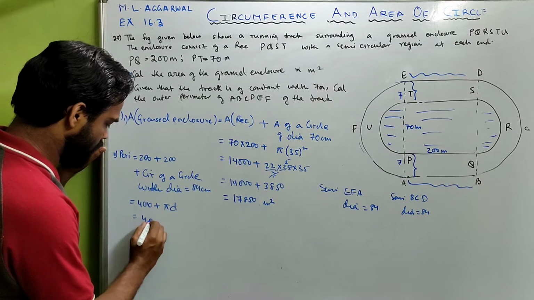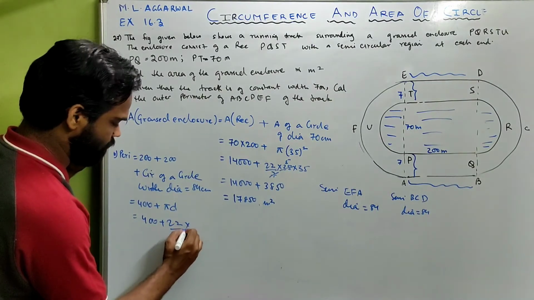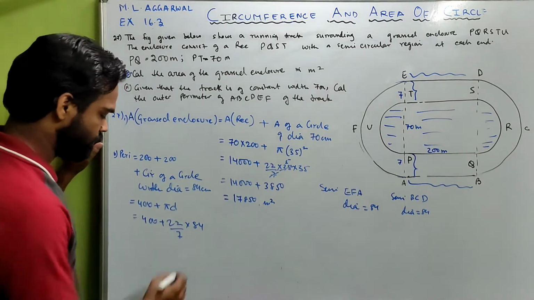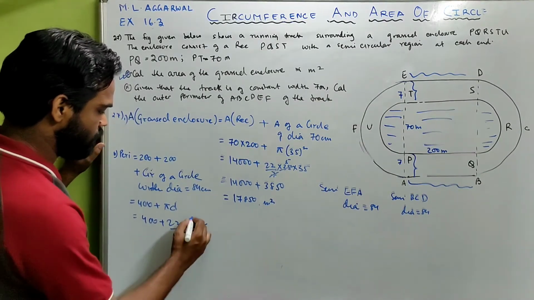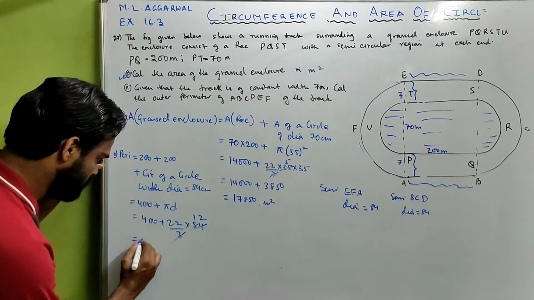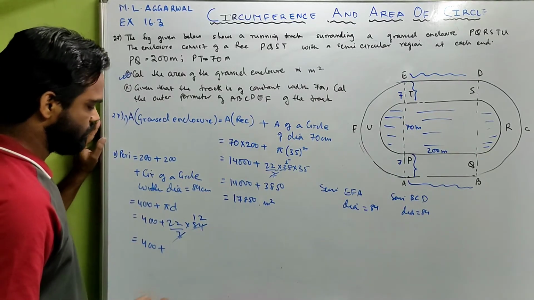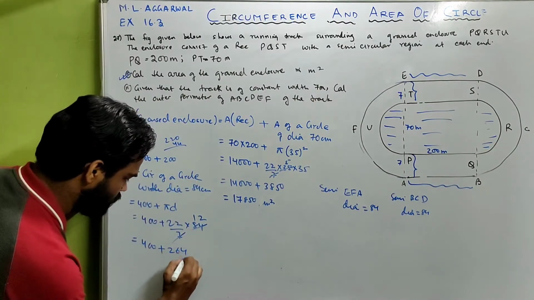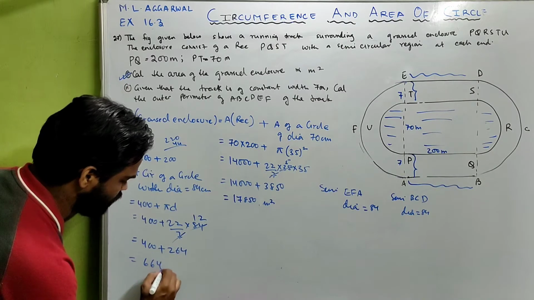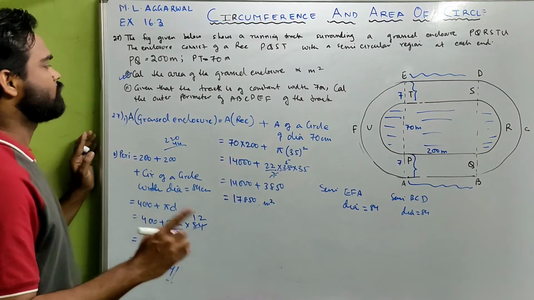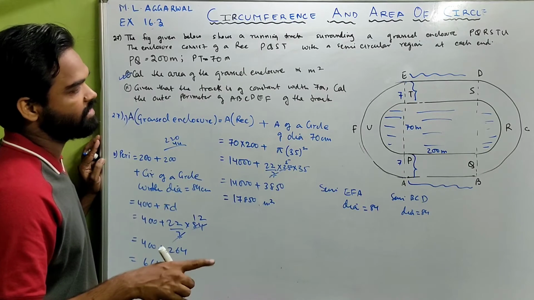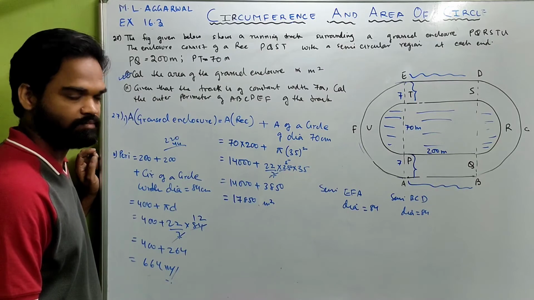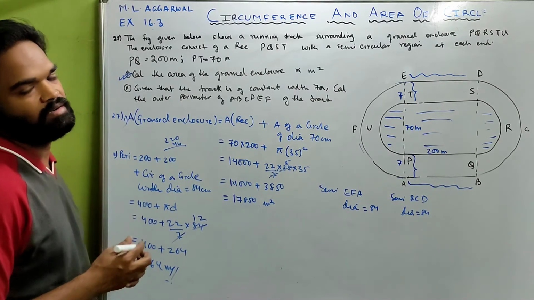So that's 400 plus 22 by 7 multiplied by, this is diameter is 84, so that's 12 times. So this is 400, that's 264. That's how much? 664 meter. So the perimeter of A, B, C, D, E, F will be 664 meter. Clear? Now let's look at the next sum.